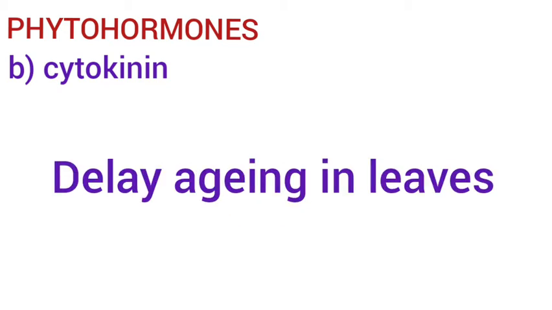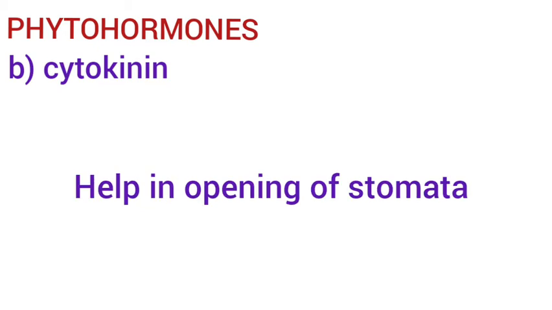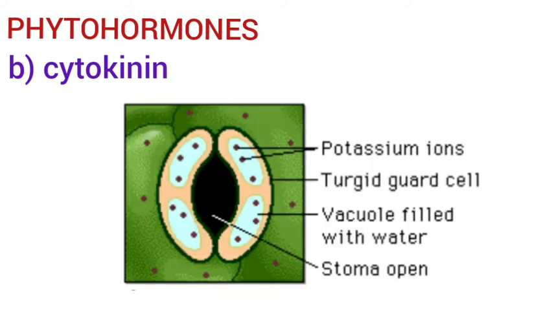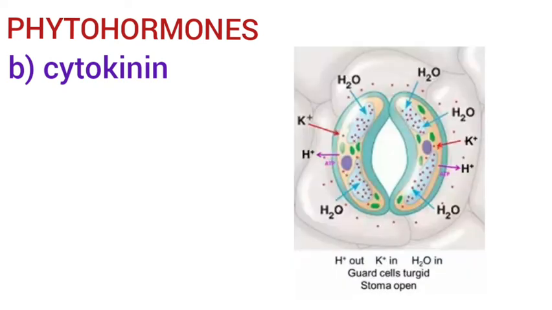They delay aging in leaves. Cytokinins also help in the opening of the stomata. The stomata have guard cells. Cytokinins induce the influx of potassium into the guard cells so that they remain turgid and they open.